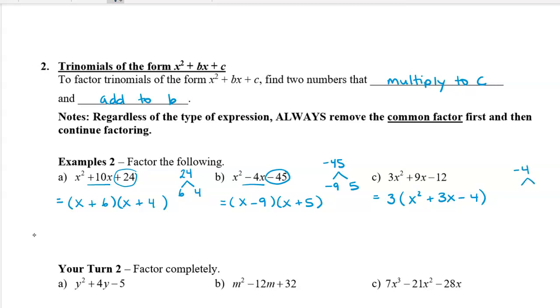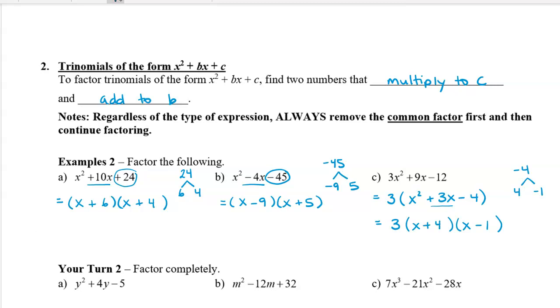Okay, so those two numbers would be +4 and -1. So 4 times -1 is -4, and 4 plus -1 gives me this middle term, which is 3. So we're going to write and carry down the 3 from before, and we're going to open up two sets of brackets to create two binomials. X will be the first term in both brackets, and then we're going to put those numbers in. It'll be x plus 4 and x minus 1.